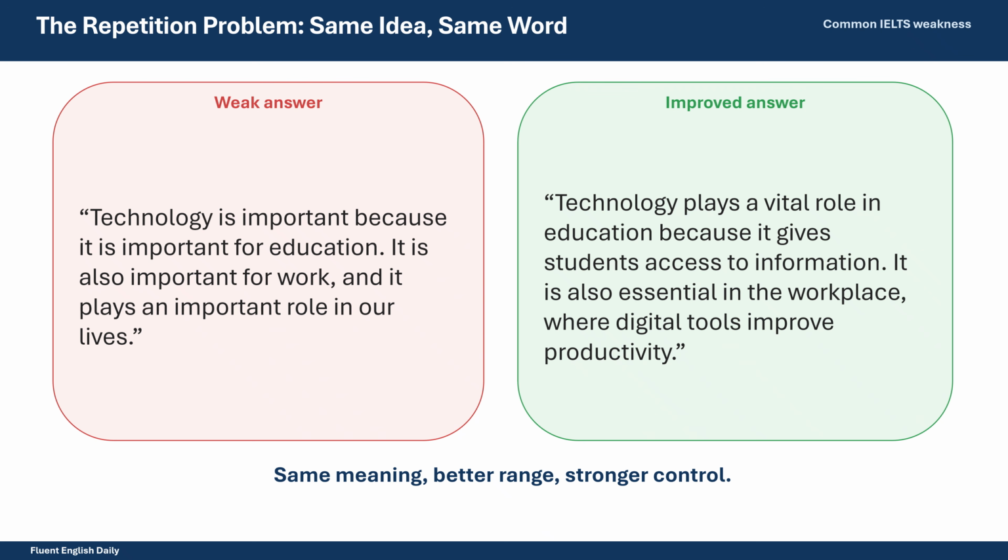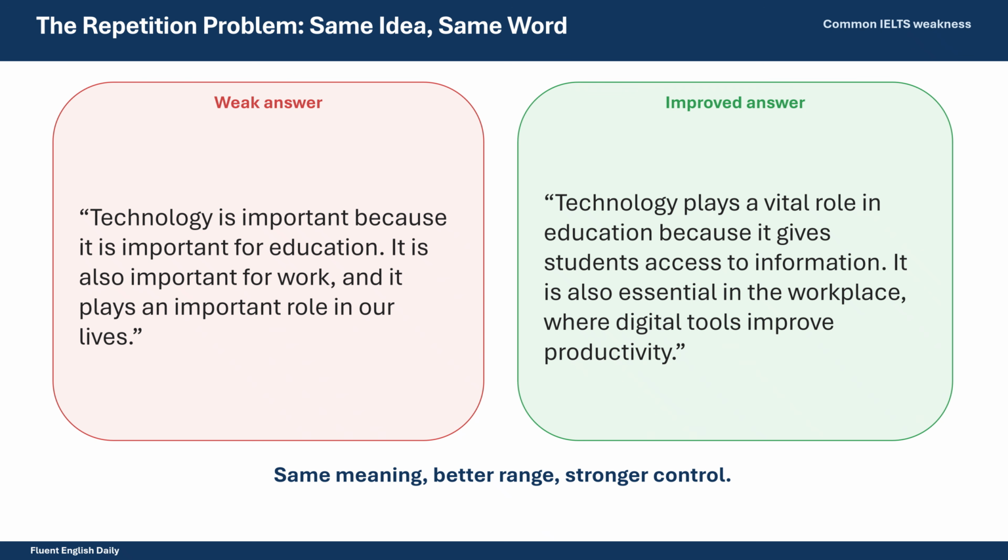Now listen to the improved version. Technology plays a vital role in education because it gives students access to information. It is also essential in the workplace, where digital tools improve productivity. The basic meaning is similar, but the vocabulary is more varied. Instead of repeating important, the speaker uses plays a vital role, essential, and a more specific explanation about productivity.